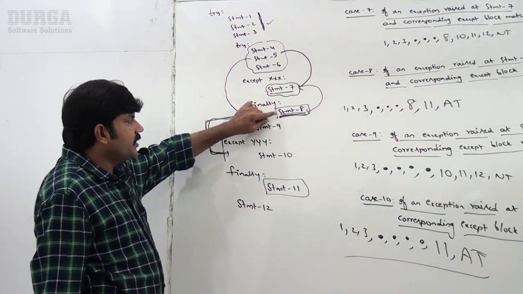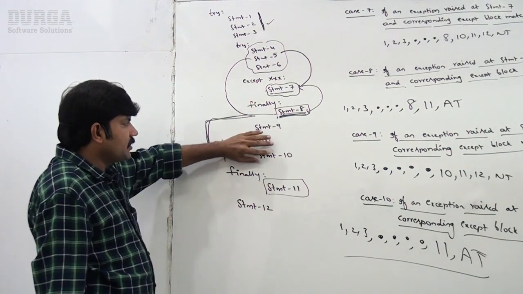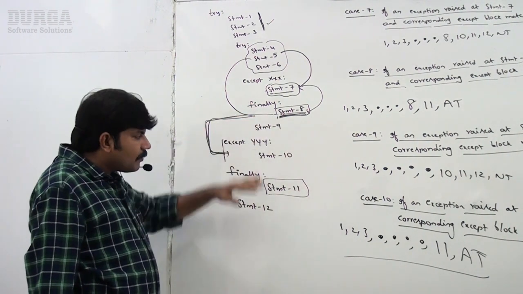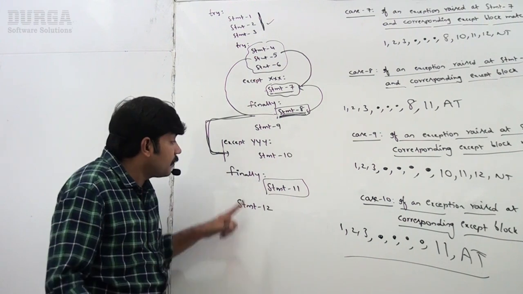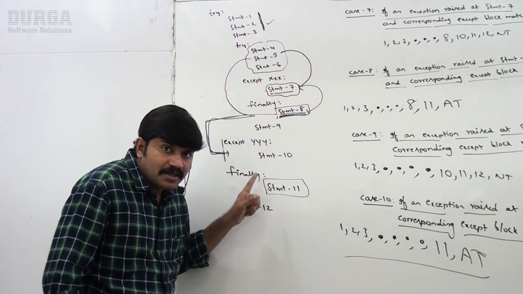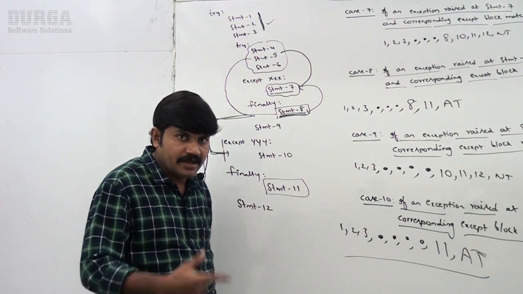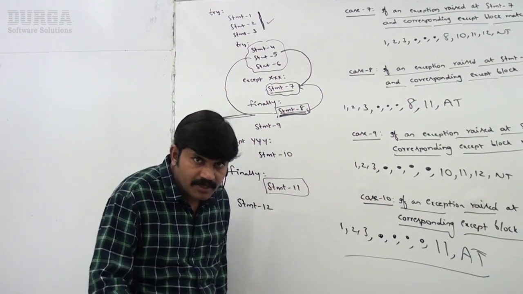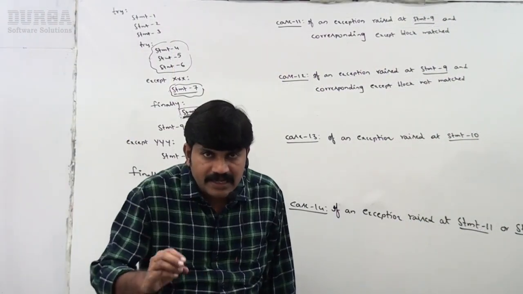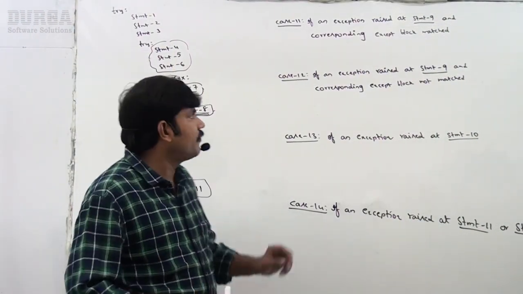So if an exception is raised at statement 8 and the corresponding except block is not matched, it is abnormal termination. But before abnormal termination, only the finally block will be executed. Any doubt? Clear up to this? Now the next set of cases, observe carefully.